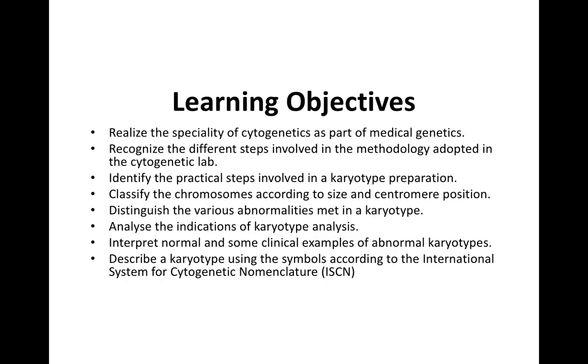as a skill, you will learn to interpret normal and some examples of abnormal karyotypes, and you will also be able to describe a karyotype using the symbols according to the International System for Cytogenetic Nomenclature. For short, we call it ISCN.